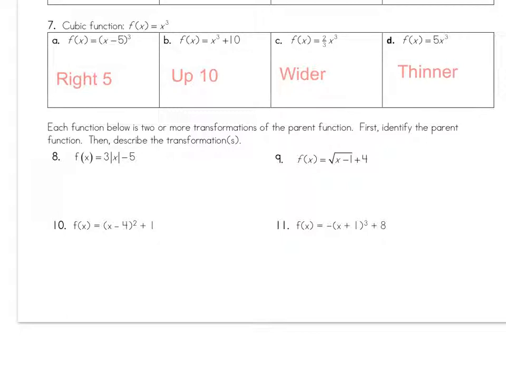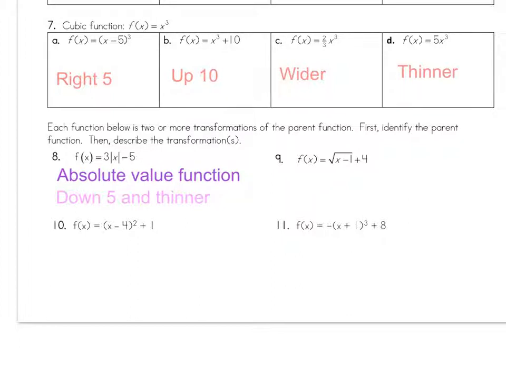So let's look at 8. What function do you see? Well, I see an absolute value, so yes, this is an absolute value function. And why does this not look like the parent function, f of x is equal to the absolute value of x? Well, there's a 3 out in front and a -5 on the outside. So what do you think is happening? If you are guessing that it is going to move down 5 and then become thinner, you are correct. And it doesn't matter what order that you write it in. We could say thinner and down 5 and it would still work.